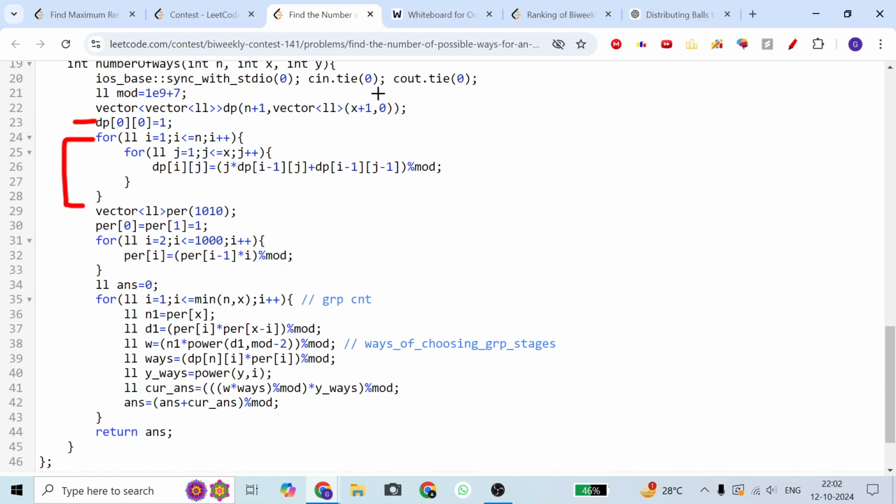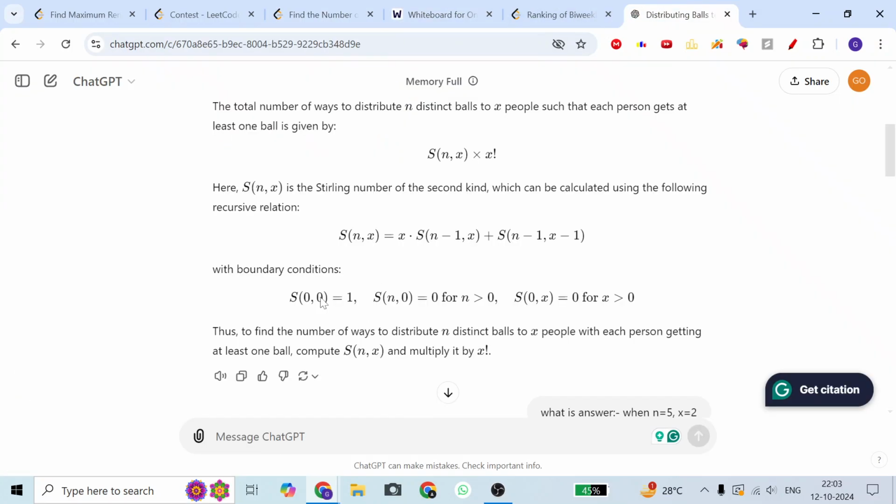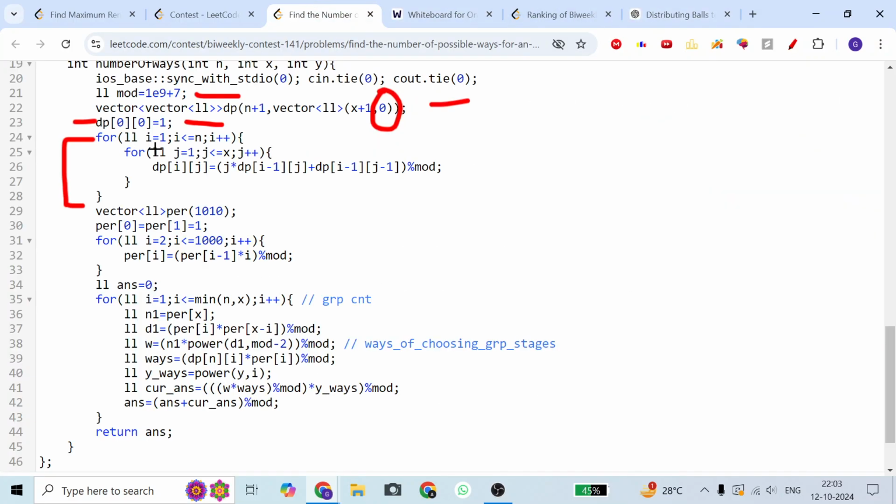Very simple. I have taken the mod. I take dp of n by x, because the number of performers is n and the maximum number of stages I can have is x. Initially I initialize it with 0, but when both of them are 0 it is equal to 1, as mentioned here. So now I am going to find dp, which is basically my Stirling number.